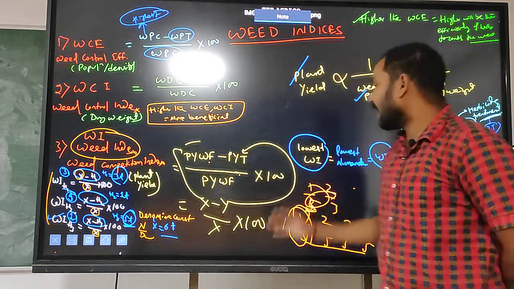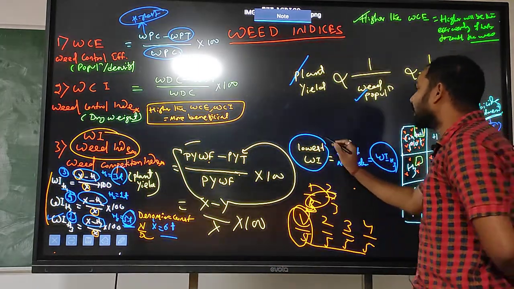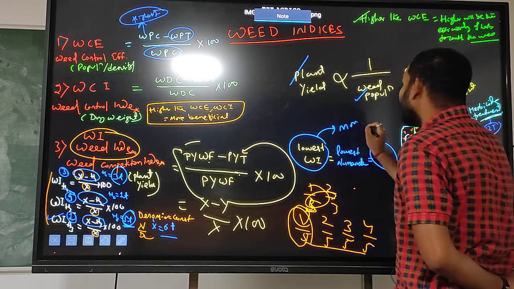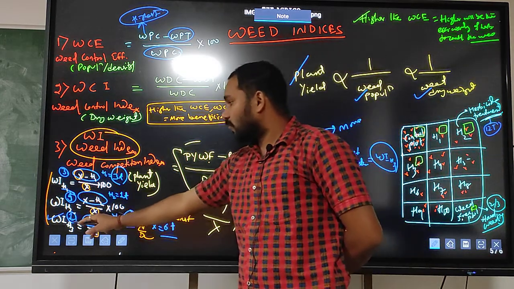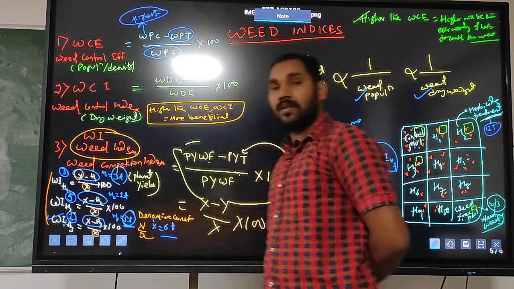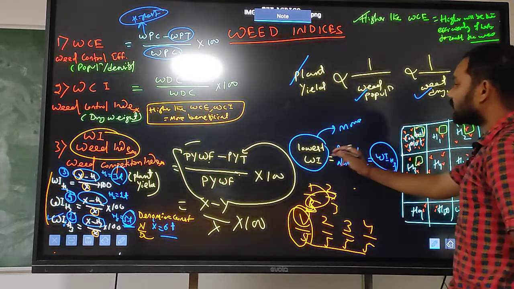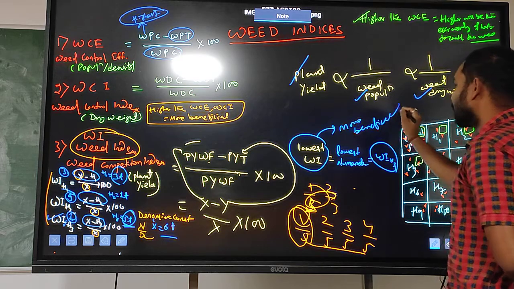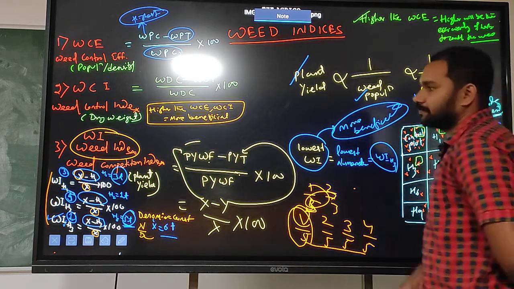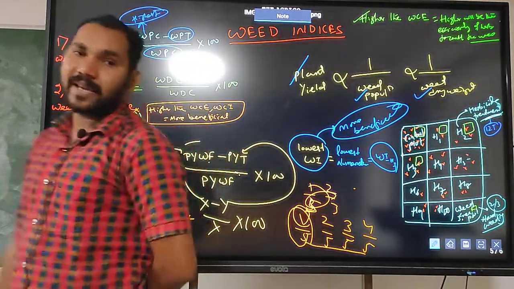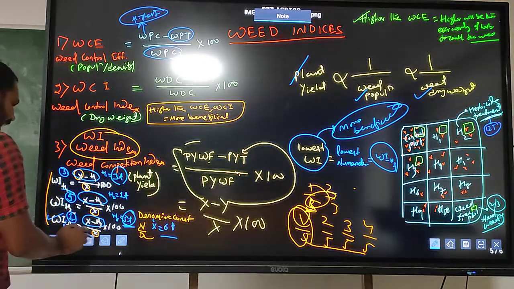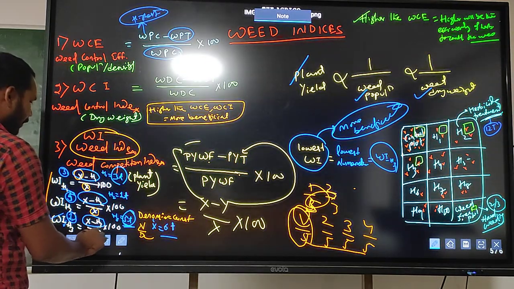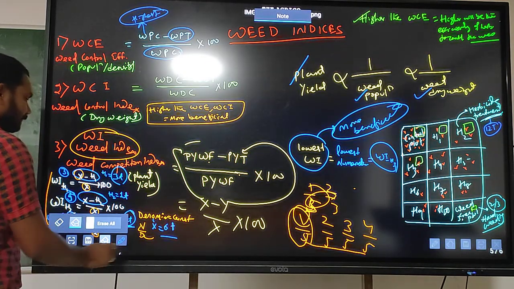That means the lowest weed index is more beneficial. The weed index value is lowest in H3. So the lowest value of weed index is more beneficial for a herbicide or for a practice. This is the thing you have to remember, again from an exam point of view.